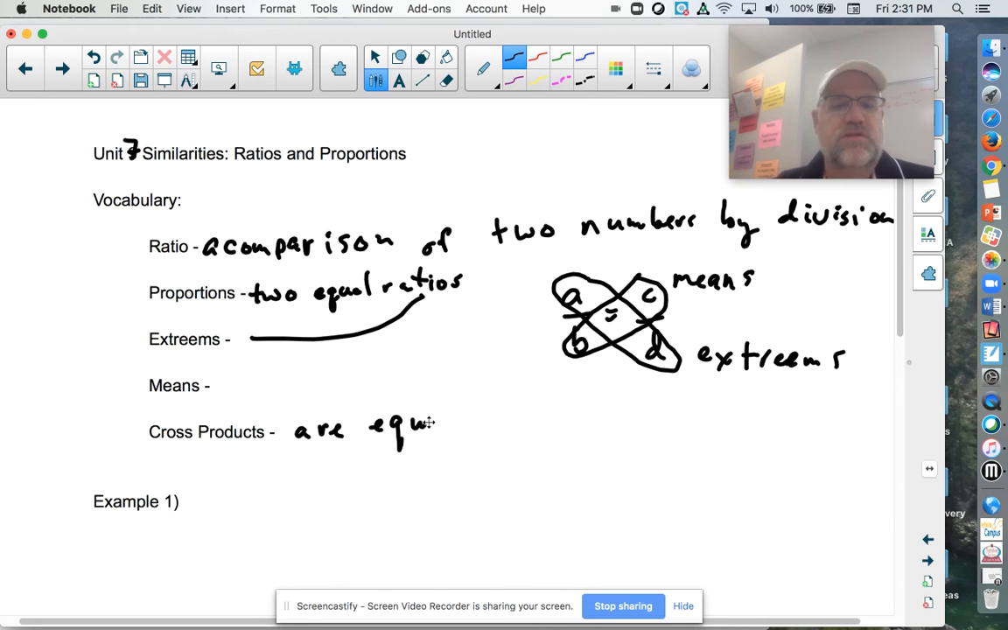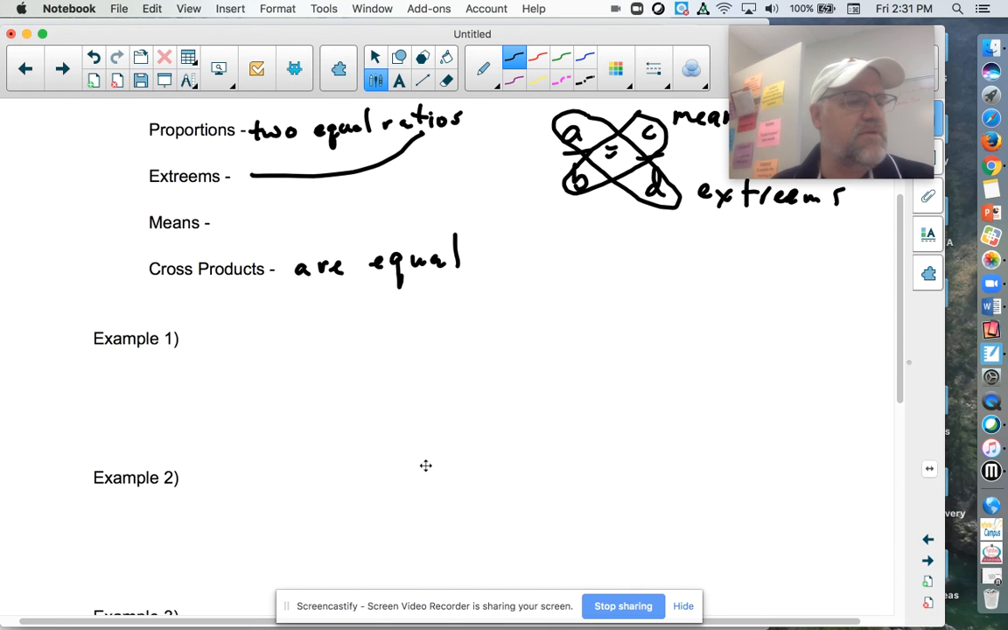Okay, so, and then the means, and then the cross products. What I would like you to know about the cross products is that the cross products are equal. And so let's do a little bit of work here. Let's make sure that we can solve some of these. So let me give you an example.